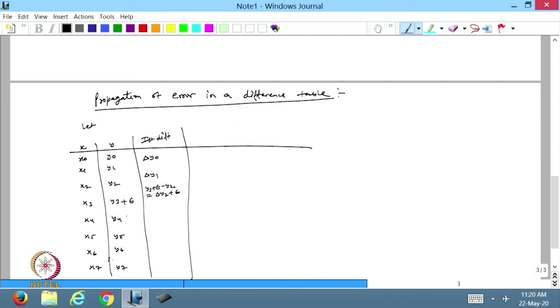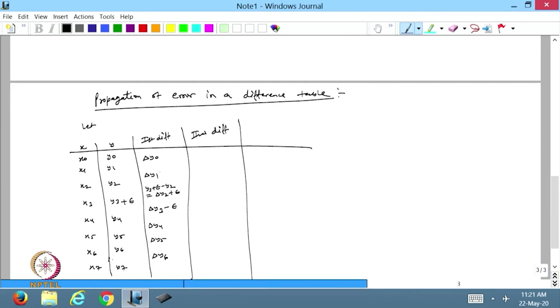So from here I can write y 4 minus this, so minus epsilon will be there. So here I can write delta y 2, delta y 3 minus epsilon. Then delta y 4, delta y 5 and delta y 6. Here I am using the forward differencing operator. So this is the value. Now, in the first difference, this error propagates and appears at two places, plus epsilon and minus epsilon. Now let us take the second difference.